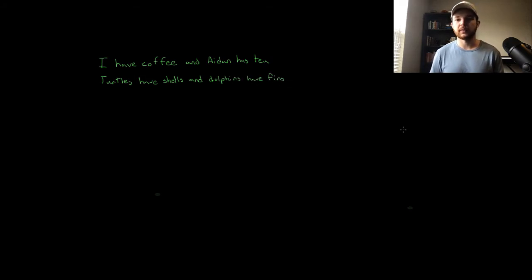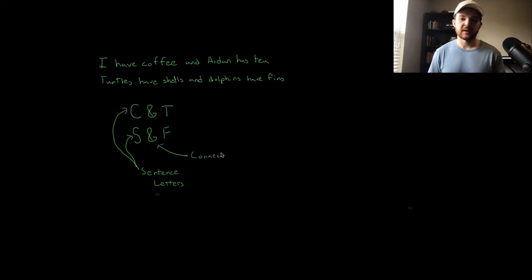As an example, I've got two sentences here. I have coffee and Aiden has tea, and turtles have shells and dolphins have fins. The subjects and the content of the sentences are different, but both can be broken down into a logical form we call conjunctions. In this case, they'd each be symbolized as C and T and S and F. These letters are called sentence letters. They represent simple sentences, while the ampersand represents the connection between the sentences.